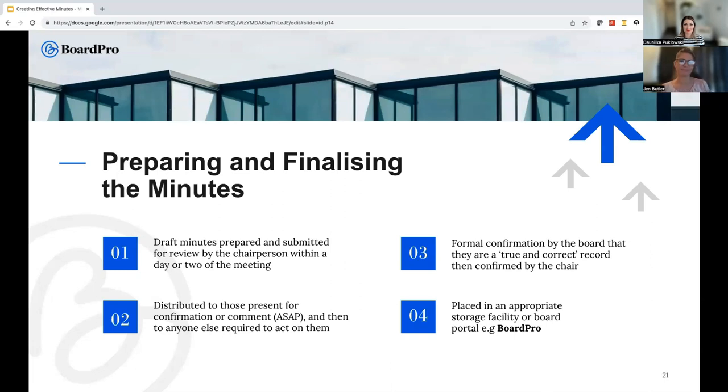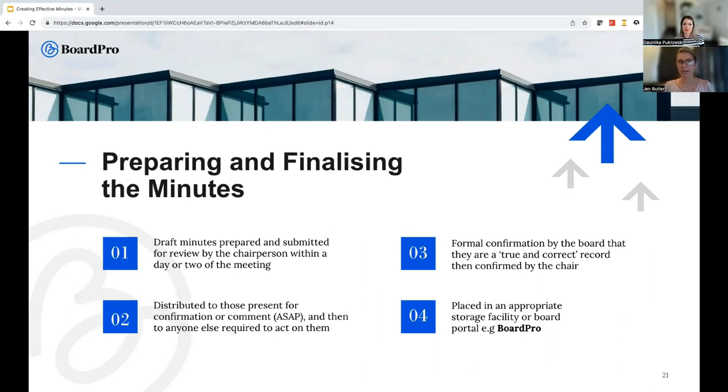Diana's asking, when is the signing option going to be available on Board Pro? I believe it is next month. The end of September is when it's going to roll out. So we are all waiting with bated breath.